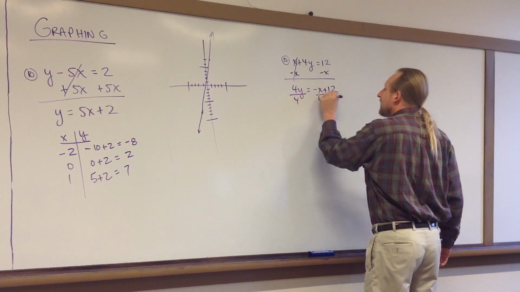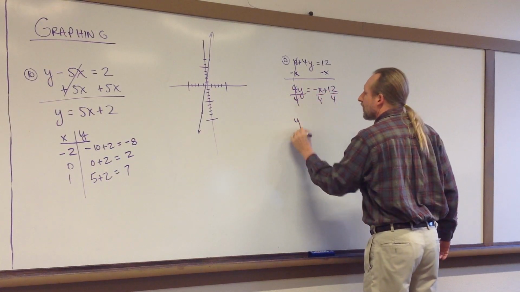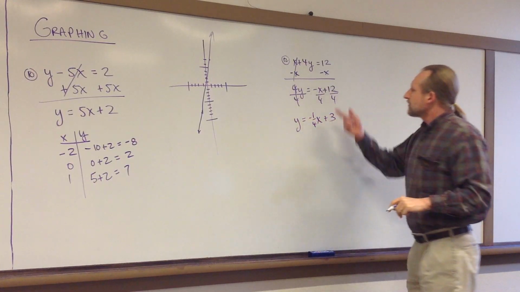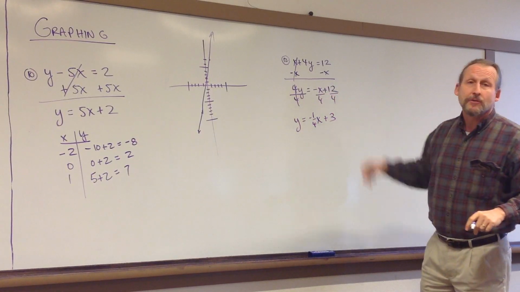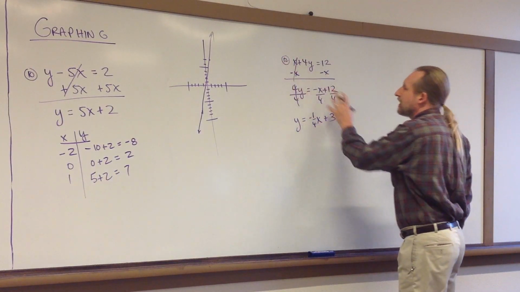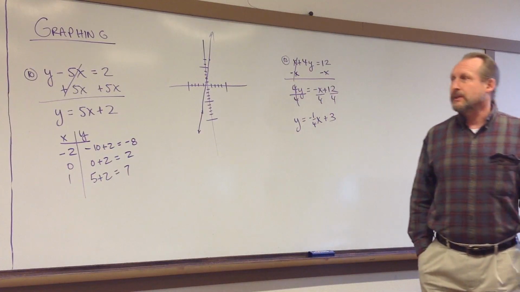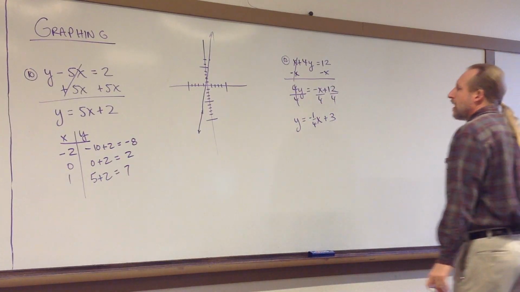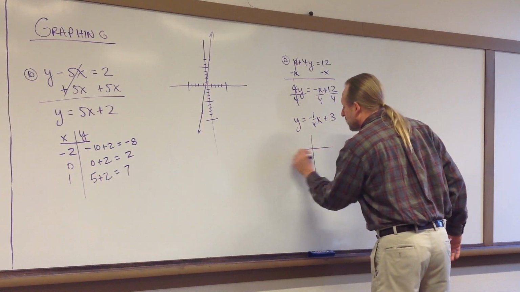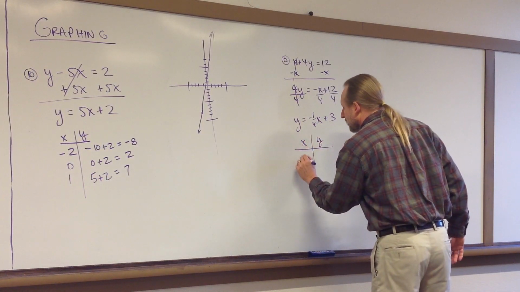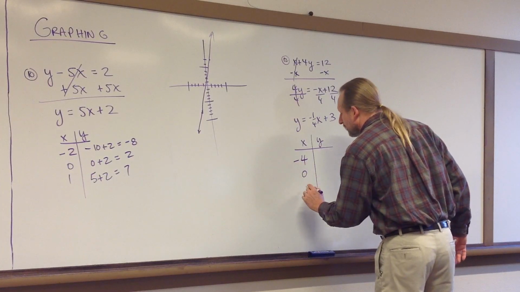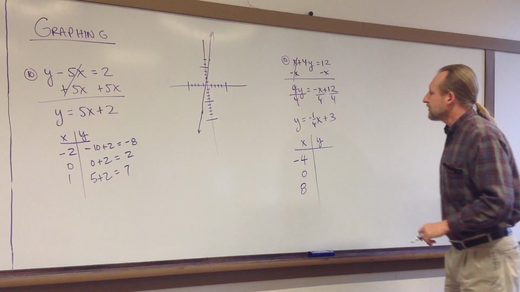And then we've got to divide everything by 4. Negative 1/4 x plus 3. Don't forget to divide everything over here by 4. Okay? When you divide everything in an equation by 4, you've got to divide everything. All right. So now we've got a fraction in front of the x, and so I'm going to pick x values that are multiples of 4, and we'll see how it goes.